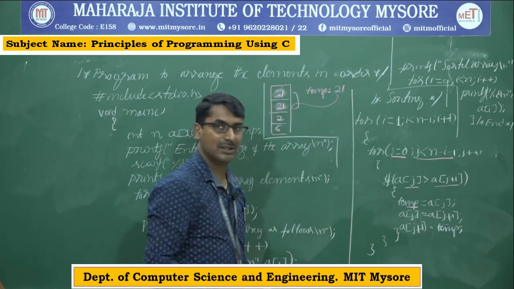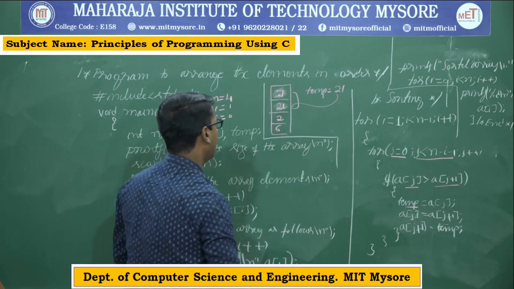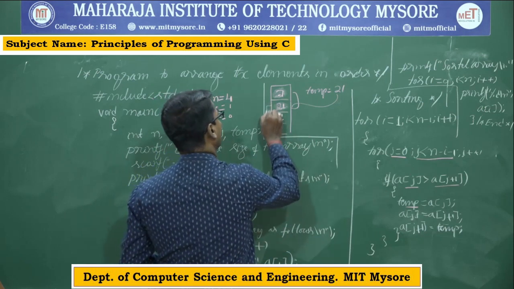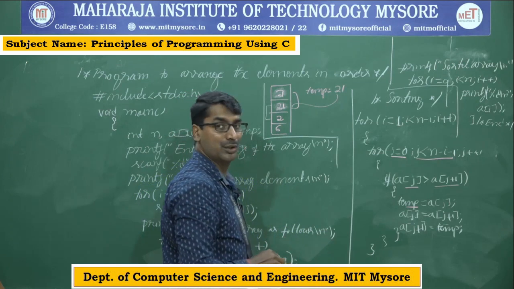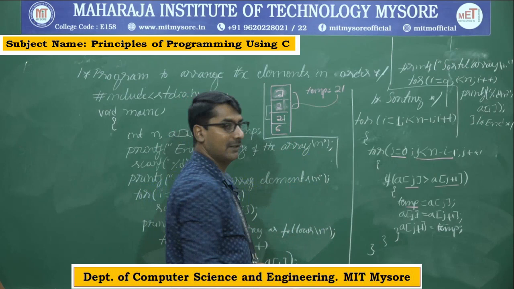21 will be copied to the next location. Next, the loop will iterate. Next, it will compare 21 and 2. Since 21 is greater than 2, the values will be exchanged. So this is 2, 21.